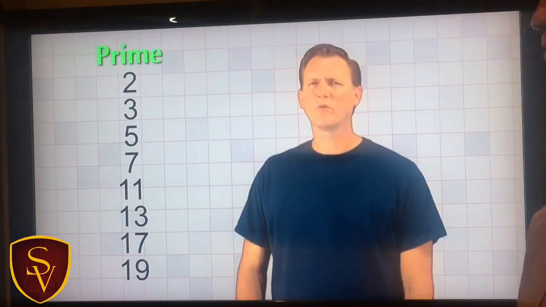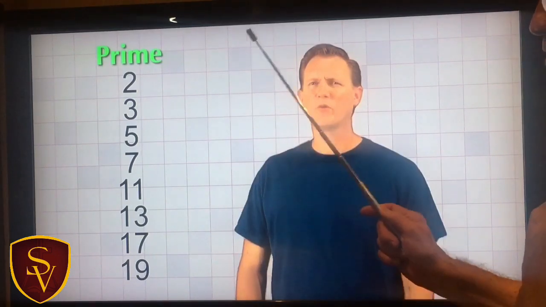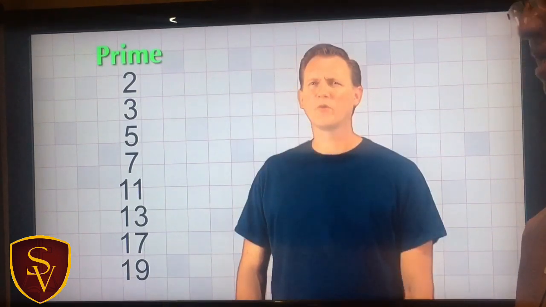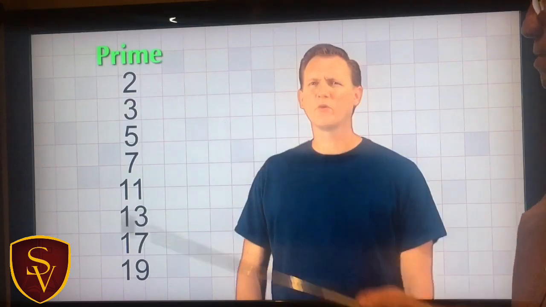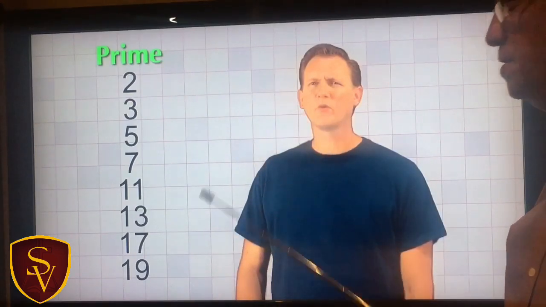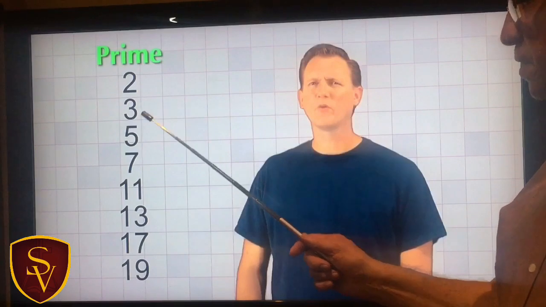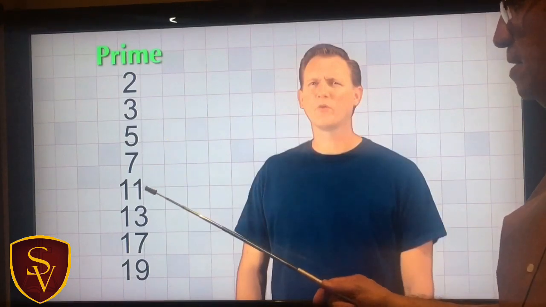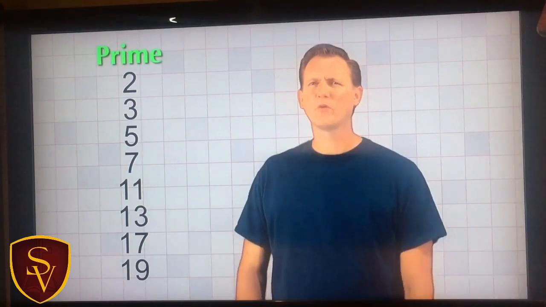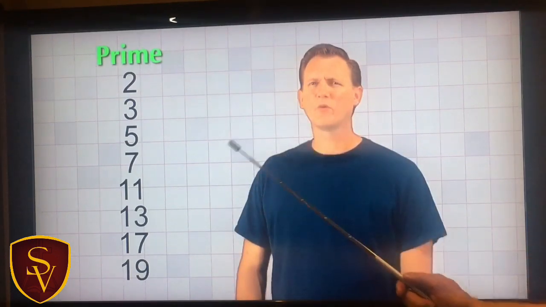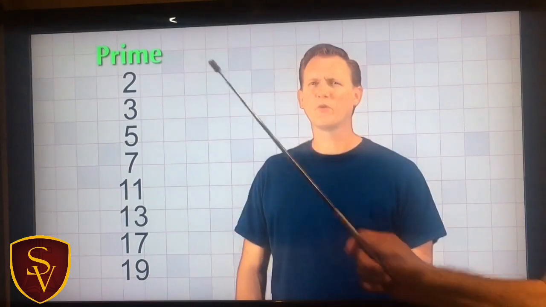The list of prime numbers that we have between 1 and 20 is as follows. 2 is the only even prime number. Then 3, 5, 7, 11, 13, 17, and 19. These numbers can only be multiplied by 1 or by itself, or divided by 1 or by itself.